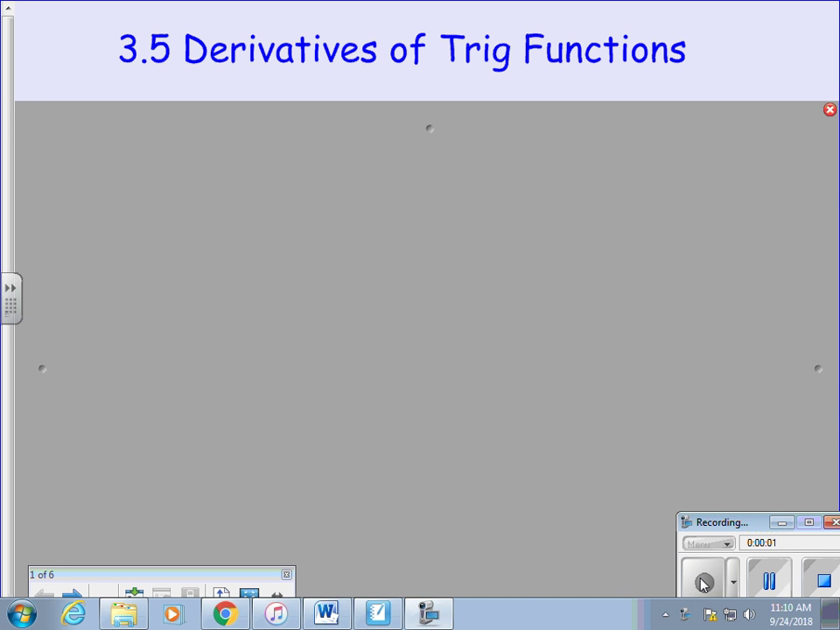Derivatives of trig functions. You must absolutely have these memorized. Once again, after today, I would hope that you have 6 new flashcards added to your collection when we get done today.